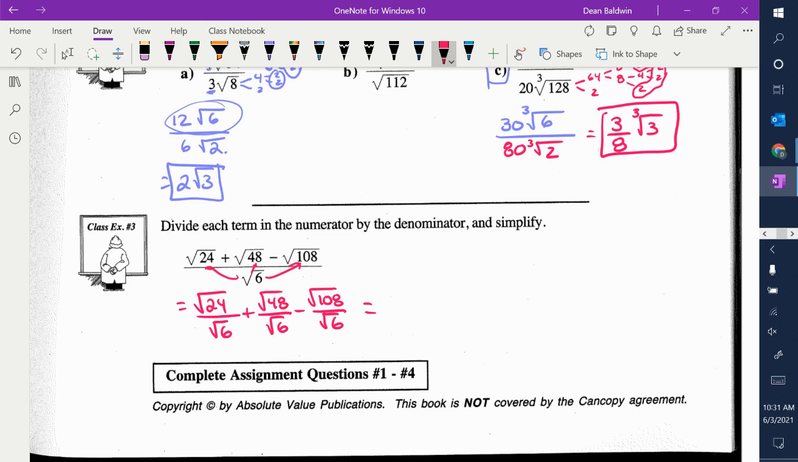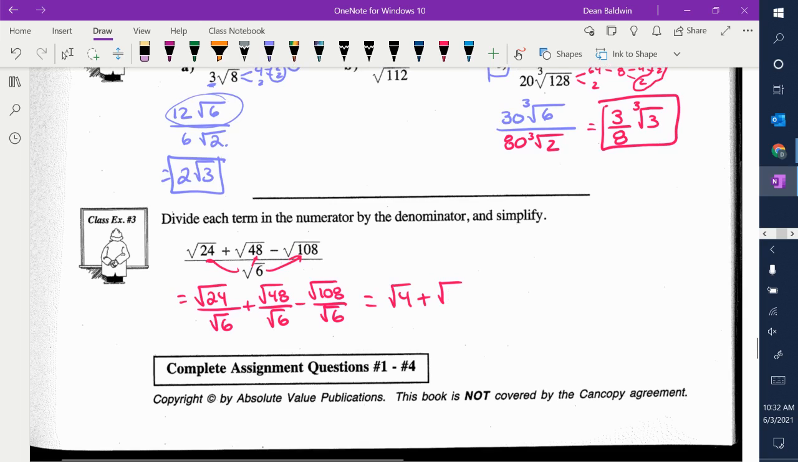What's 24 divided by 6? So I get square root of 4. 48 divided by 6. 8, not 18. Wow. And then 108 divided by 6. That's 18. Correct? Okay. Oh my gosh, I just wrote 108 in. 18. There we go. Okay.